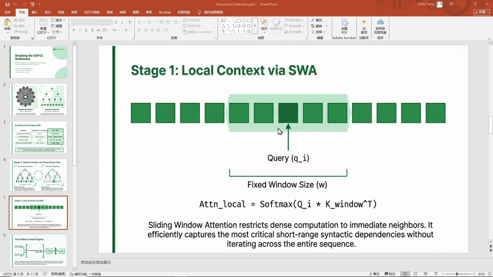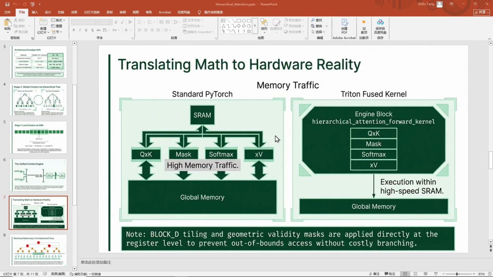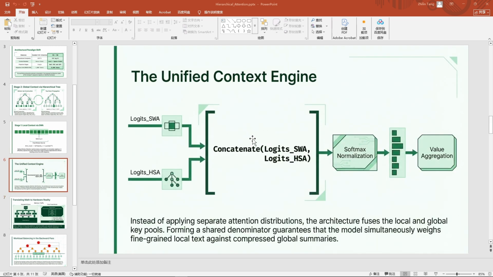Instead of applying separate attention distributions, the model seamlessly integrates both methods. It concatenates the logits from the sliding window tokens and the global hierarchical attention nodes before applying the softmax in the Triton kernels. This creates a single unified probability distribution. By using these mechanisms, the model can simultaneously consider fine-grained local context and compressed global information while maintaining efficient computation speed.